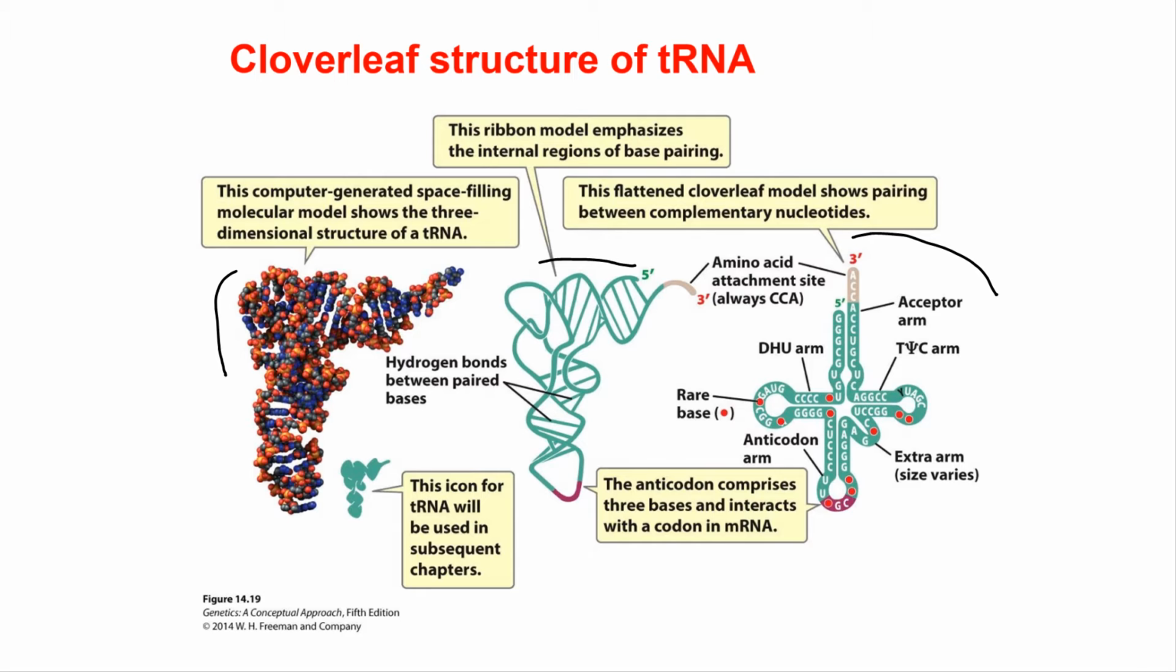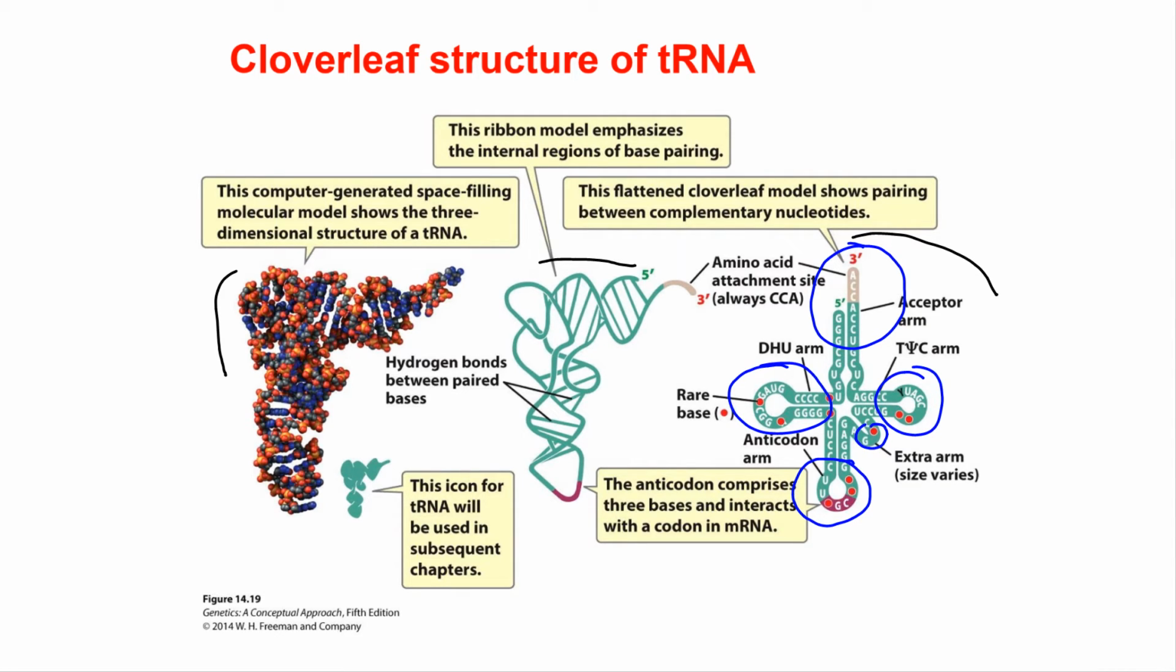Of course, tRNA in cells has a 3-dimensional structure, but in order to understand the structure and function of tRNA, we will discuss the flattened cloverleaf model. So what you can see in this model, there are 4 different arms. There is some extra small arm, but the 4 major arms are the acceptor arm, which comprises the 3' and 5' ends of tRNA, the anticodon arm, and 2 arms which contain most of the rare bases, the T arm and the DHU arm.